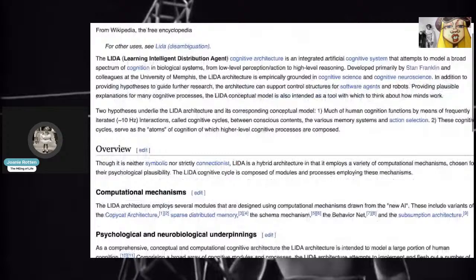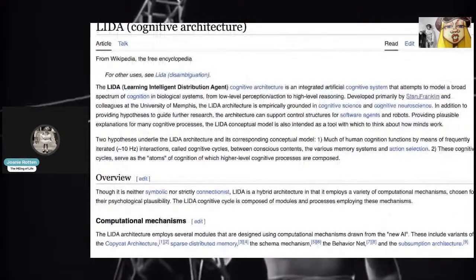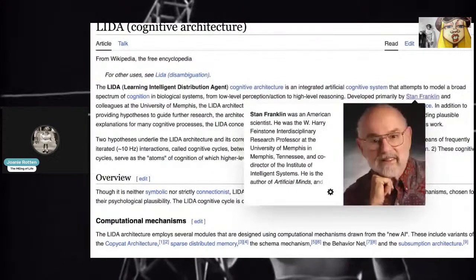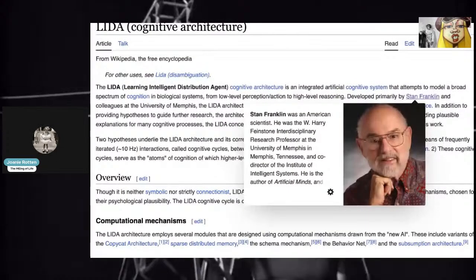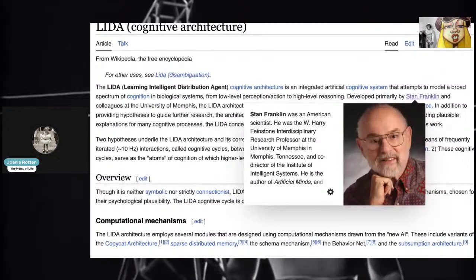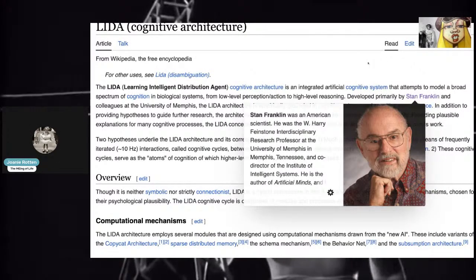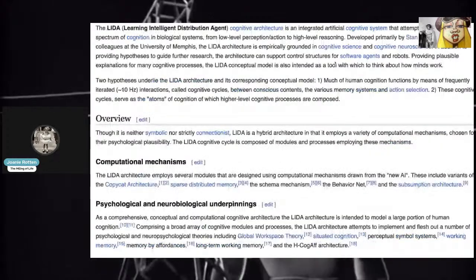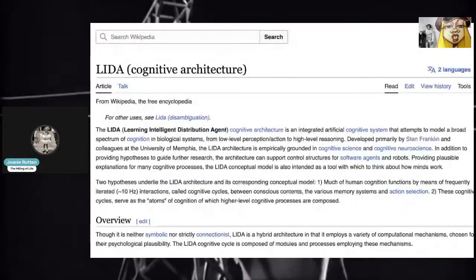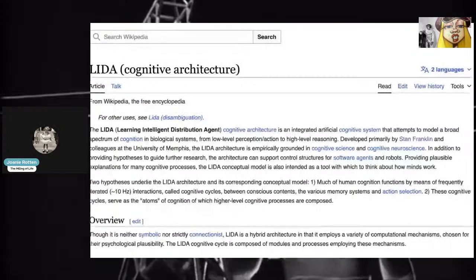This was Stan. Here's little rat-faced Stan. He was an American scientist. He was the W. Harry Feinstein Interdisciplinary Research Professor at the University of Memphis in Tennessee. And he co-directed the Institute for Intelligent Systems, and he's the author of Artificial Minds and some other things. And so that concludes our basic Wikipedia breakdown of the cognitive architecture LIDA.